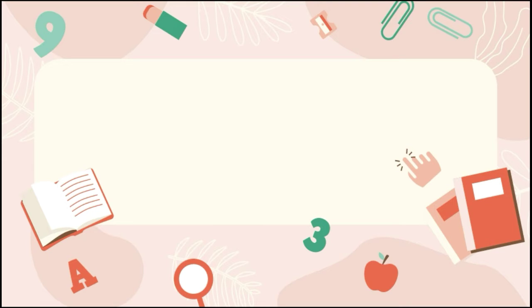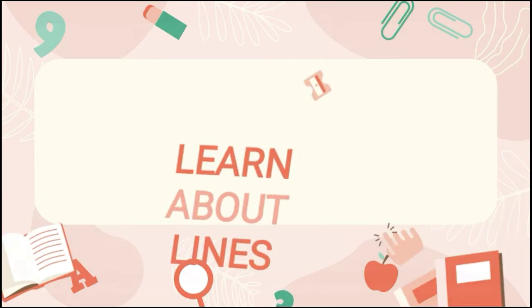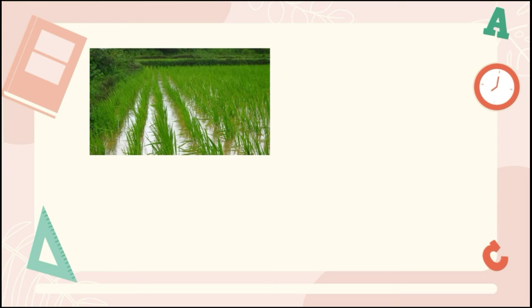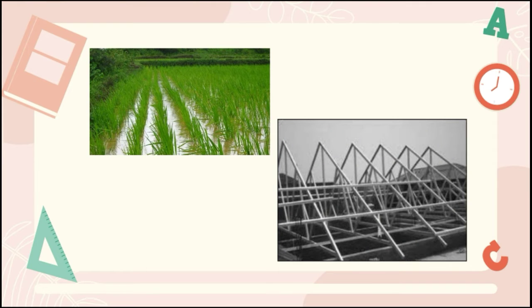In this video, I want to show you about lines. Before we talk about lines, let's take a look at what looks like lines around us. Like the rows of rice field in this picture, which look like parallel lines, and the intersection of the lines on the steel roof look like intersecting lines.